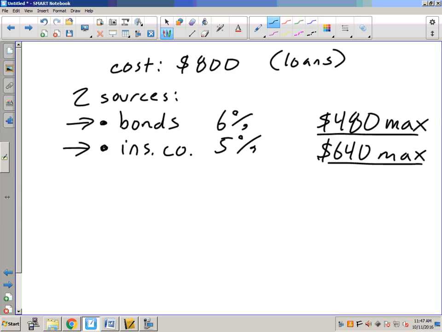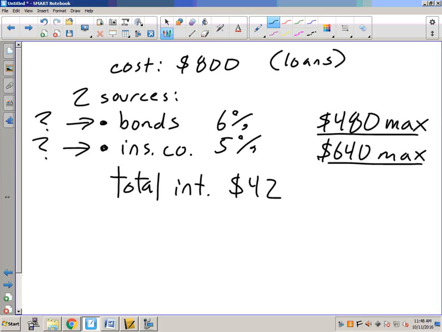The final question asks, determine whether, so this means this is going to be a yes or no answer, determine whether the arena can be financed so that the total annual interest is $42 million. So our total interest is $42 million. All right, so this is kind of tough to understand, which is why I'm going over this. The idea is we need to figure out how much am I going to borrow from the bonds? How much am I going to borrow from the insurance company? So that my total interest from both of them combined is going to be $42 million.